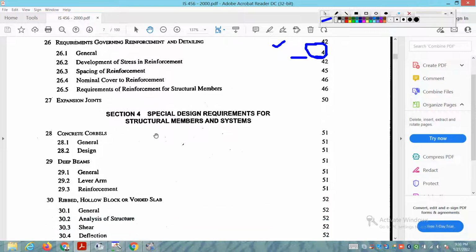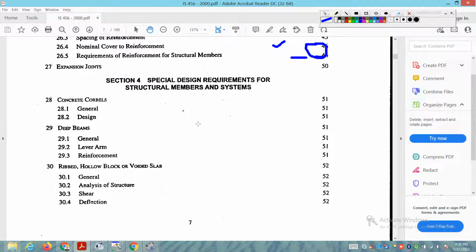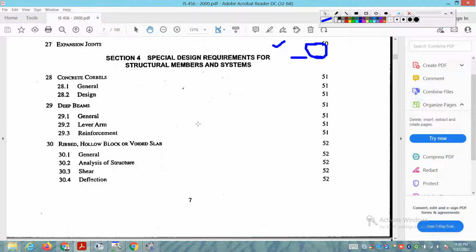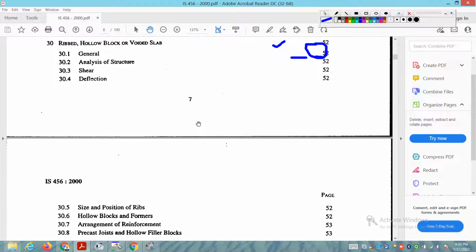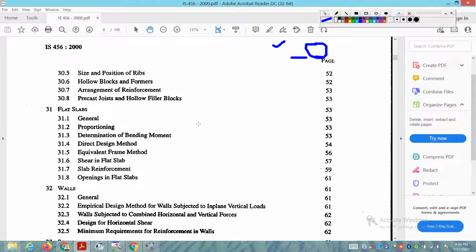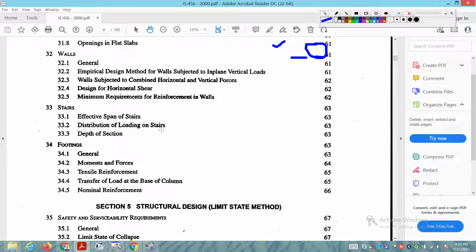This is the fourth section: special design requirements for structural members and systems, concrete corbels, deep beams, ribbed hollow block, voided slab, flat slabs, walls, stairs, footings. So in section 4 they have included these chapters.